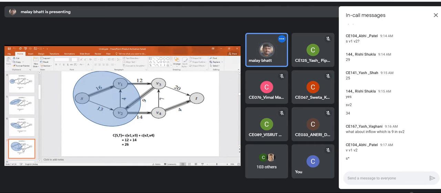You cannot consider the group V1, V2 only, right? There must be a source node in it. There must be a source node in it. Then and only then is it a valid cut.